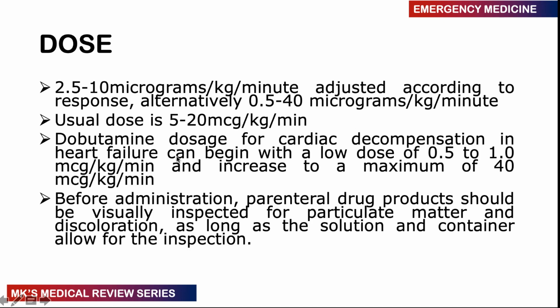So remember that your dobutamine dosage for cardiac decompensation and heart failure starts off with low dose, about 0.5 to 1 microgram per kg per minute, and you increase to a maximum of 40 micrograms per kg per minute. Keep these doses in mind because they'll help you with the calculation. Remember, before you administer a parenteral drug, you should visually inspect it for any particulate matter or discoloration, as long as the solution and the container allow for this inspection. Do not also forget to check the expiry date.